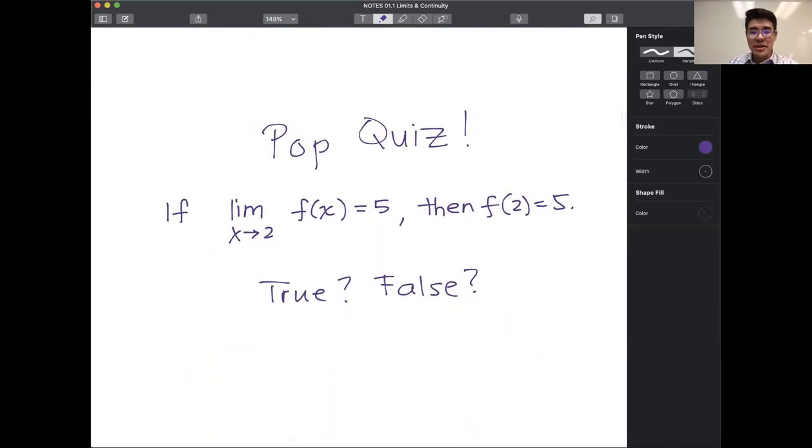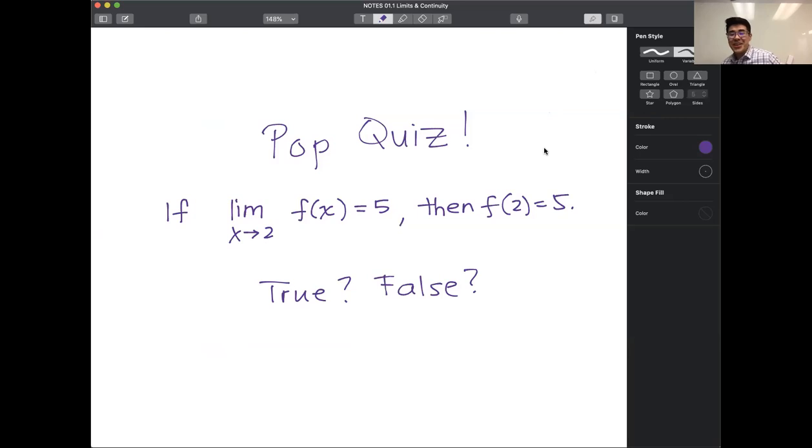So I'm going to try this thing and see if it actually works. We're going to do a pop quiz here. And let's see if I can make this poll work. I'm going to launch this poll. So I have this on the screen. It says pop quiz. If the limit as x approaches 2 of f of x is equal to 5, then f of 2 is equal to 5. Is that true? Is that false? Go ahead and vote. Oh, that's exciting. It's actually working.